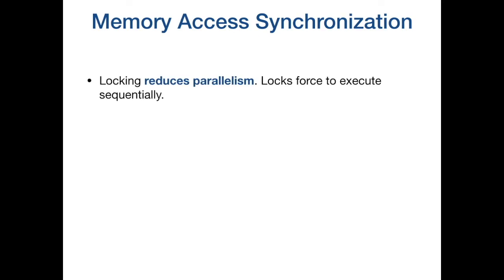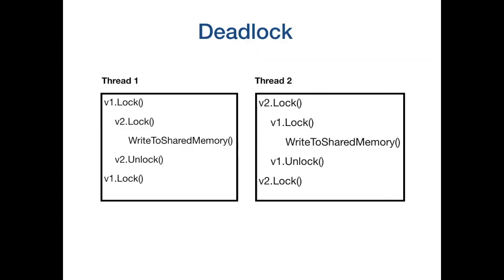There are other problems, like locking actually reduces the parallelism, as locks force the threads to be executed sequentially. So the critical section where we access the shared memory becomes a bottleneck between the threads. The other problem is coding mistakes. Inappropriate use of locks can lead to deadlocks. Let us see an example.